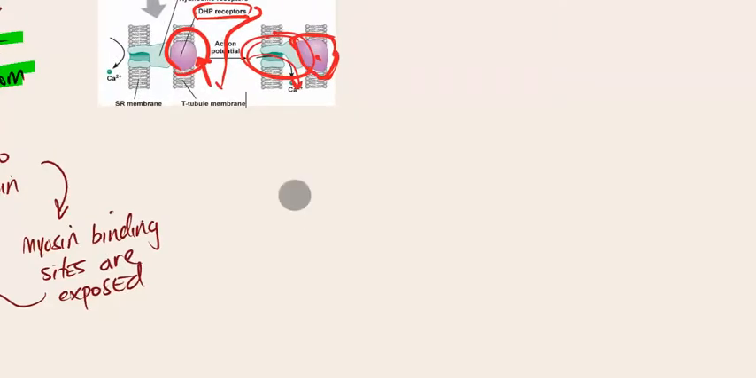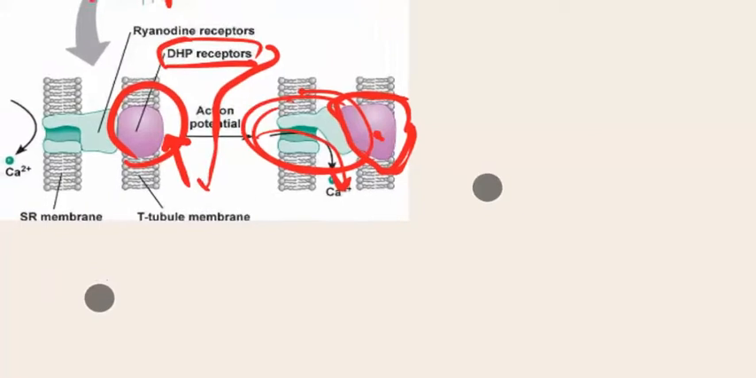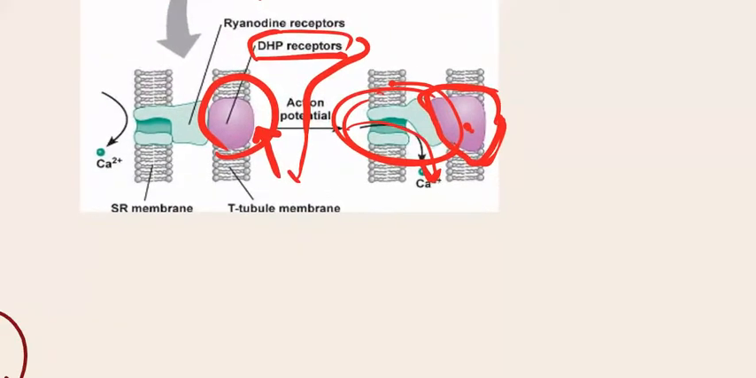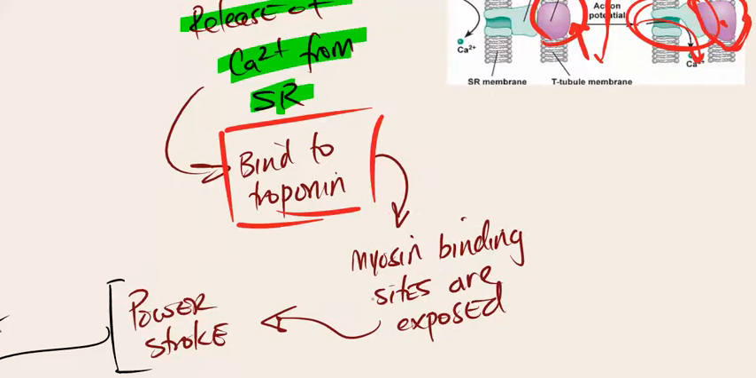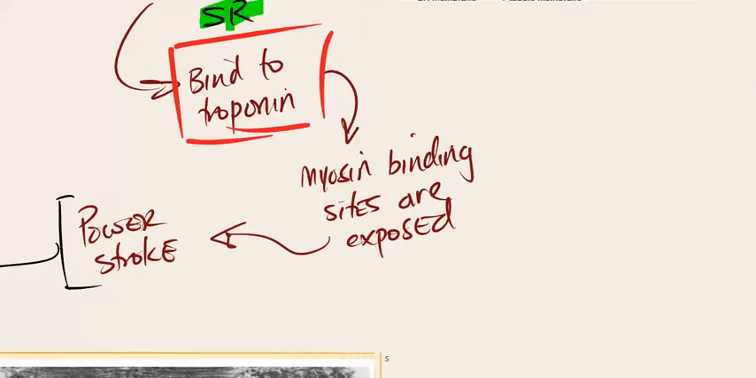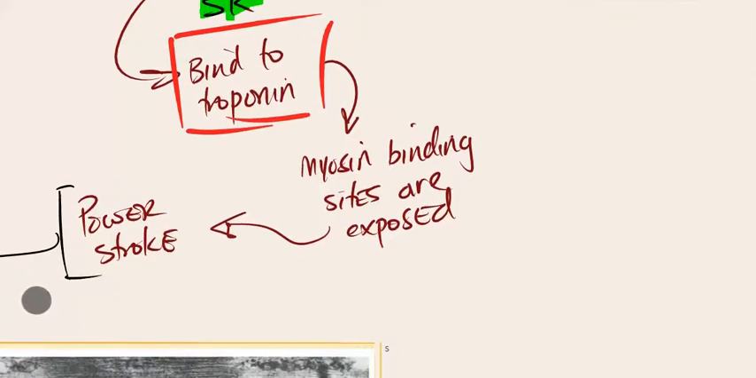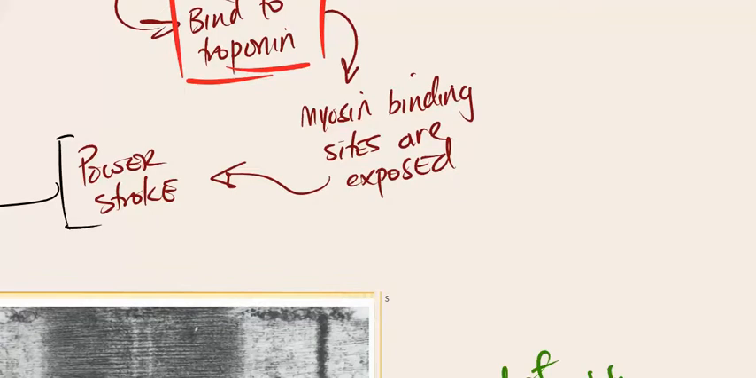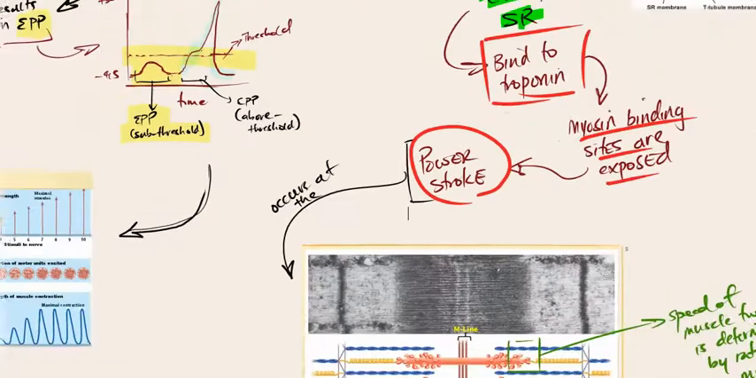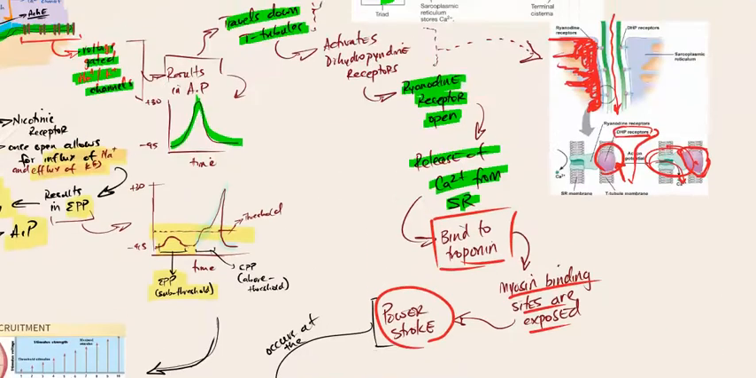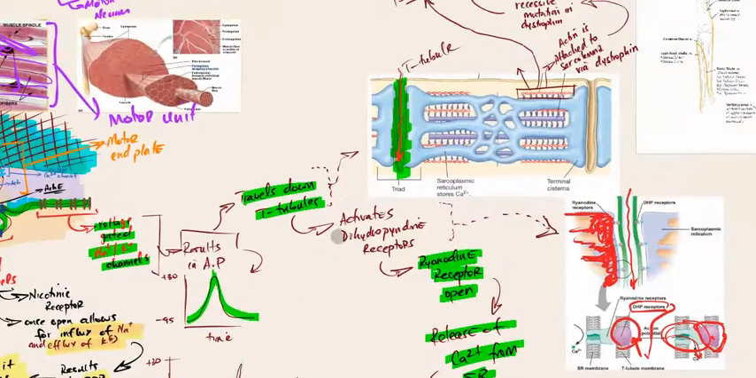So what do you think is going to happen with the calcium now? That's right. It binds to troponin, and troponin is then going to cause the myosin binding sites to be exposed, and then the myosin heads are going to bind, and then you're going to get your power stroke. I'm sure you guys already know this, right?